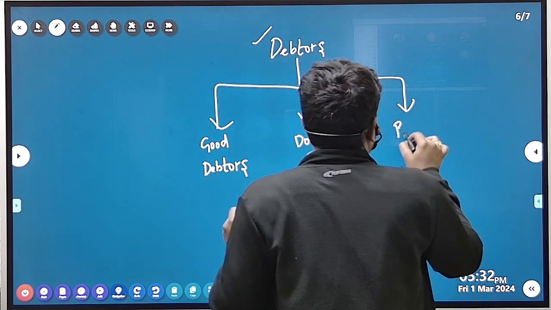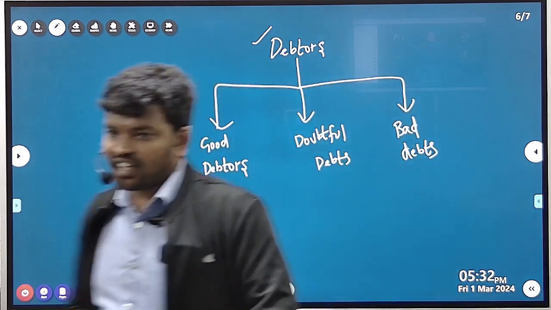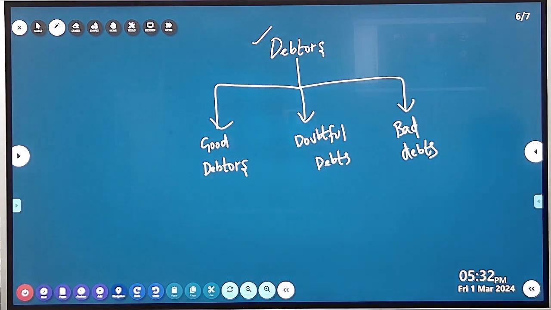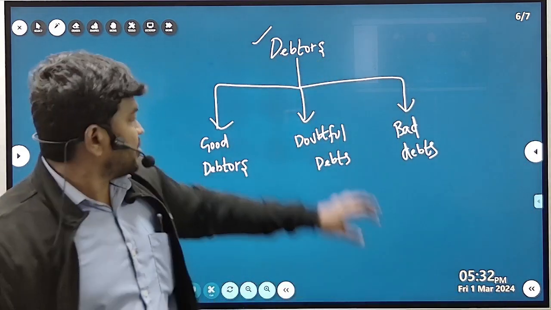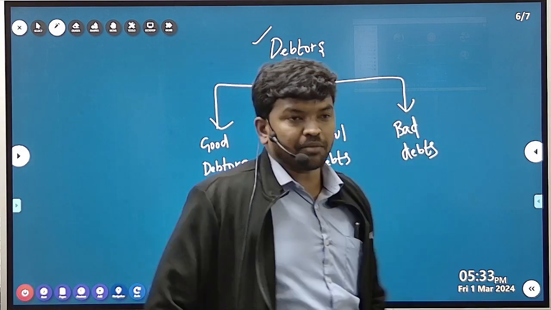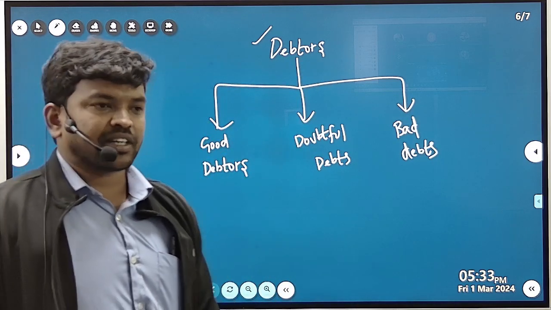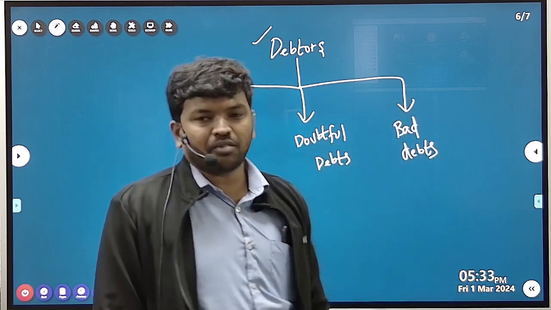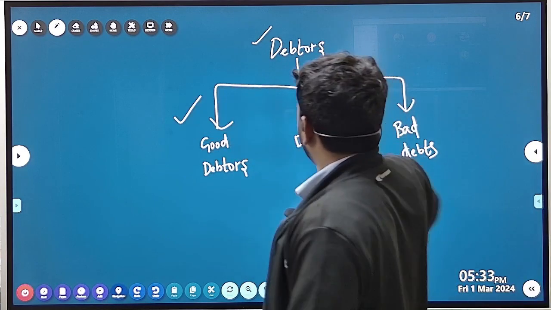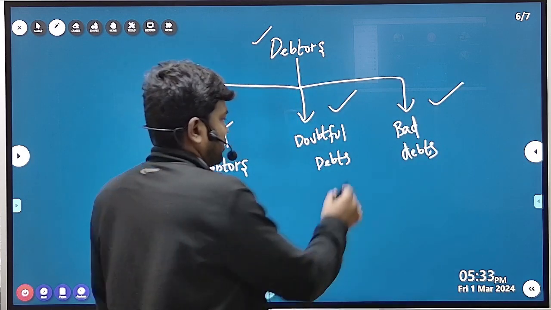Third category is bad debtors, or you can call it bad debts. Note it down. What is this bad debts? You know this debtor is not going to pay you for sure. For example, a particular debtor has become insolvent or bankrupt. You cannot expect any payment from him, so such debts are called bad debts. So basically you can classify debtors into three types: good debtors, doubtful debts and bad debts.